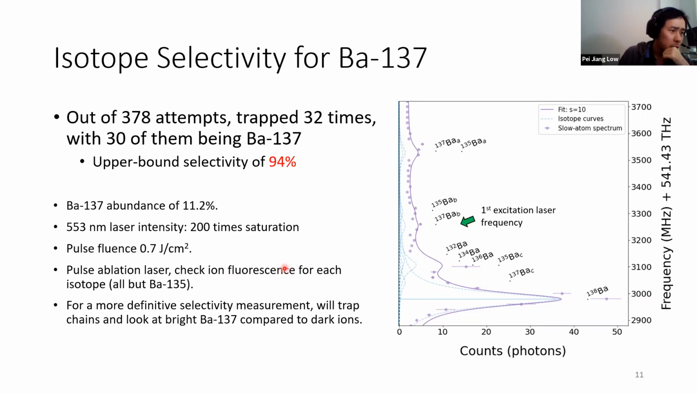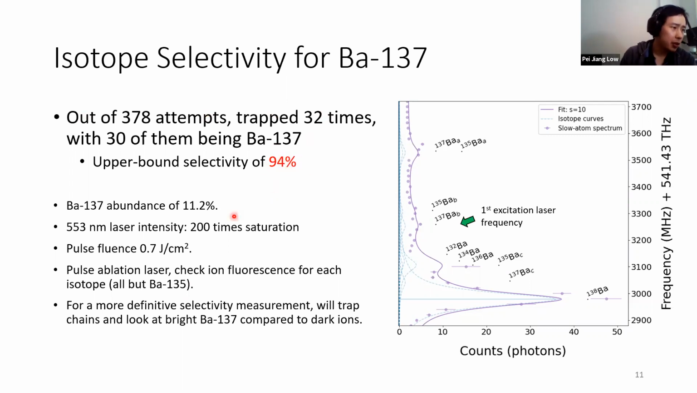So we check for each isotope, and the caveat is that we could not check for the barium 135 fluorescence, and that's because we haven't figured out the frequency configuration to get barium 135 fluorescing yet. So we can check for the even isotopes, 138, and 137, but not 135, unfortunately. And in these experiments, we attempted trapping 378 times, and we managed to trap 32 times. And out of the 32 times, we see that 30 of them are barium 137. So this gives us a selectivity of 94%.